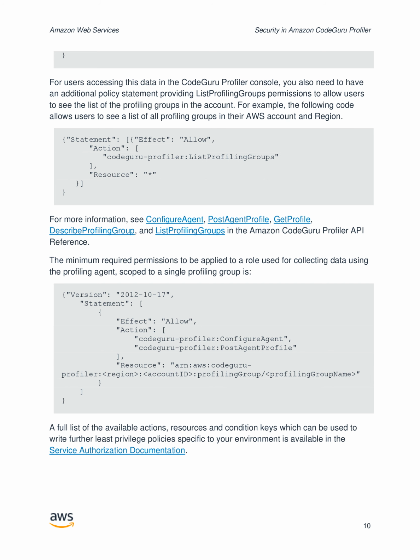The minimum required permissions to be applied to a role used for collecting data using the profiling agent, scoped to a single profiling group, is as follows. A full list of the available actions, resources and condition keys which can be used to write further least privilege policies specific to your environment is available in the service authorization documentation.